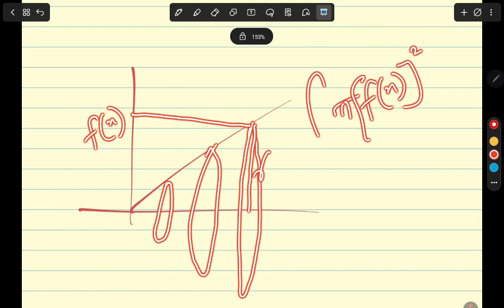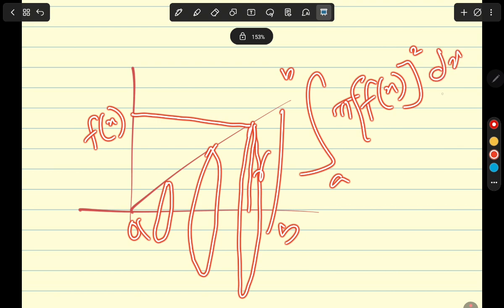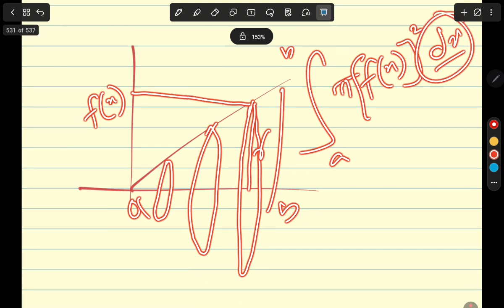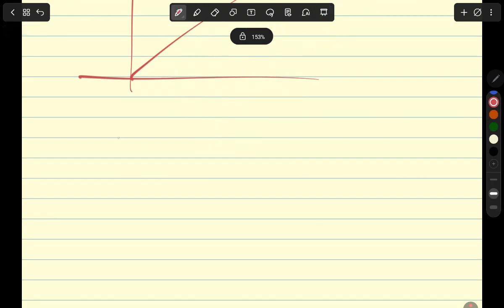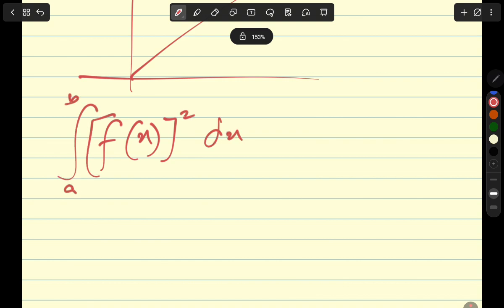And how many disks are these? These are disks from A to B, right? So you integrate between A and B along the many disks, right? Therefore we get f of x whole squared integrated between the interval, right? And this gives you the volume, and then you multiply it by pi, right? So this is how it happens.